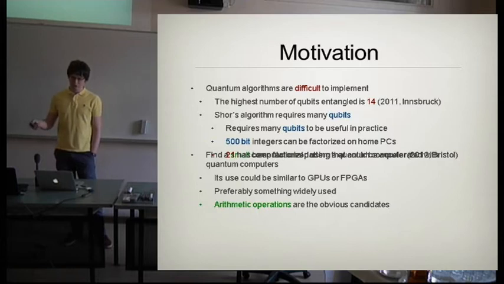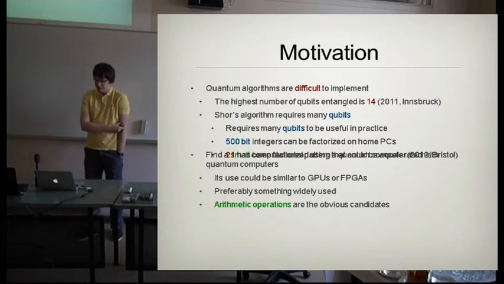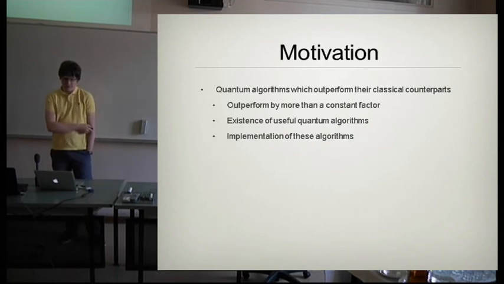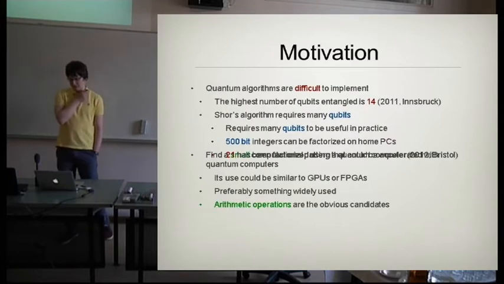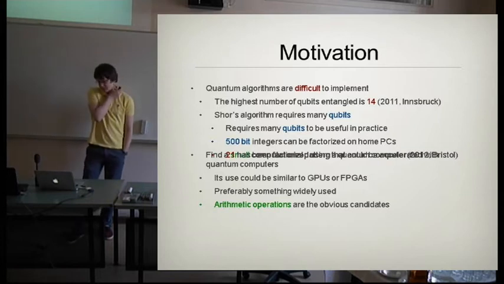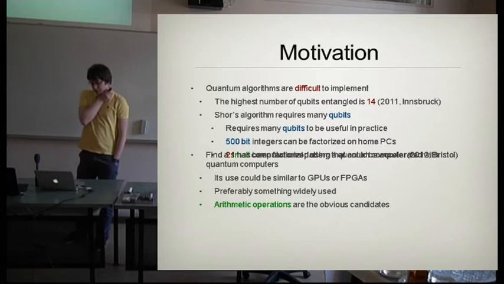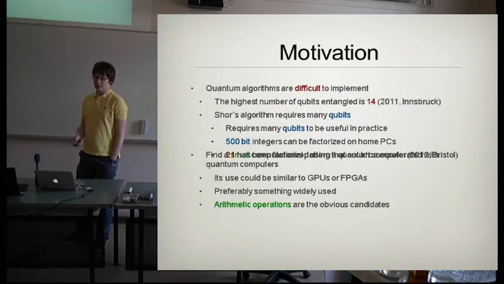So, yes. And another motivation is that quantum algorithms are difficult to implement. For example, the highest number of qubits entangled is 14, as Wolf mentioned earlier. And for example, for Shor's algorithm, the required number of qubits that would be useful for any practical purpose is quite high.